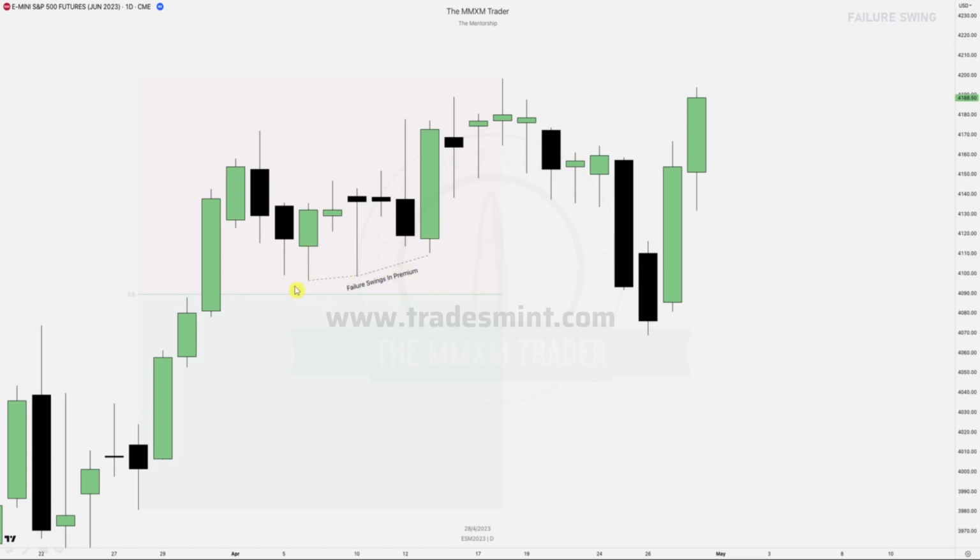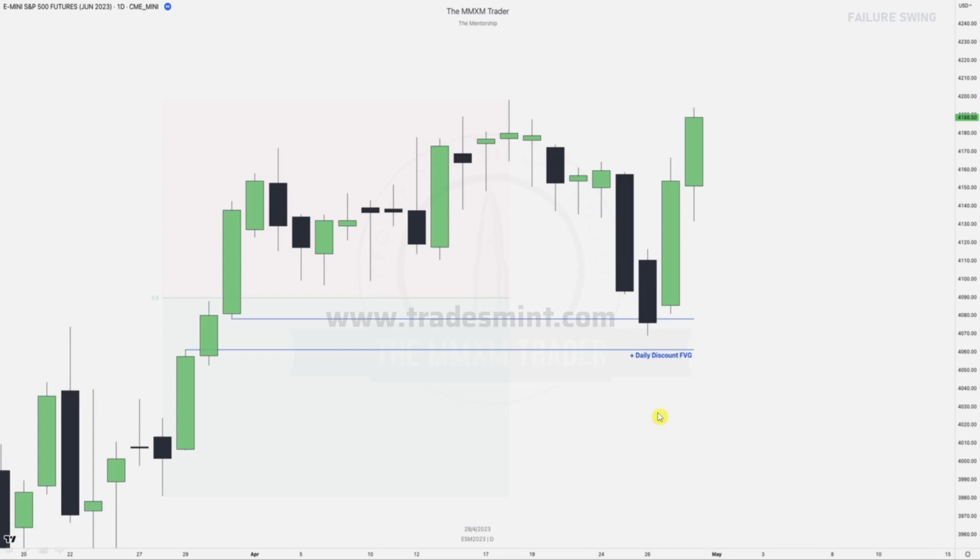So notice how these failure swings are in premium, right? And once we go from premium into discount and those failure swings are still in premium, we've got that engineered liquidity down here, right? Those failure swings, and it will cut through butter like a hot knife, right? Back into discount over here, which we can see that daily discount fair value gap, which was the draw on liquidity after we draw into bearish order flow. So low resistance liquidity up here has been liquidated and we hit that discount fair value gap in discount, right?